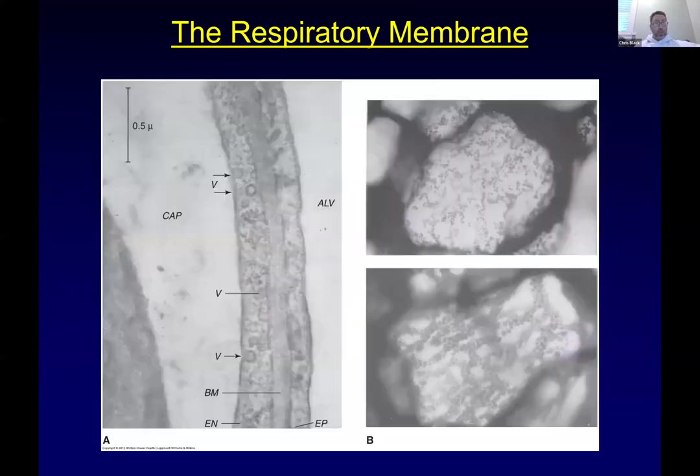Okay. So here's an electron micrograph of what all of this looks like. In the part of the picture on the left, you can see this is a pulmonary capillary. This is the alveoli. And this area right here where they come together, this is the respiratory membrane. You're going to have red blood cells in here that are going to capture oxygen moving from the alveoli in, and they're going to give up their CO2 and move it out.